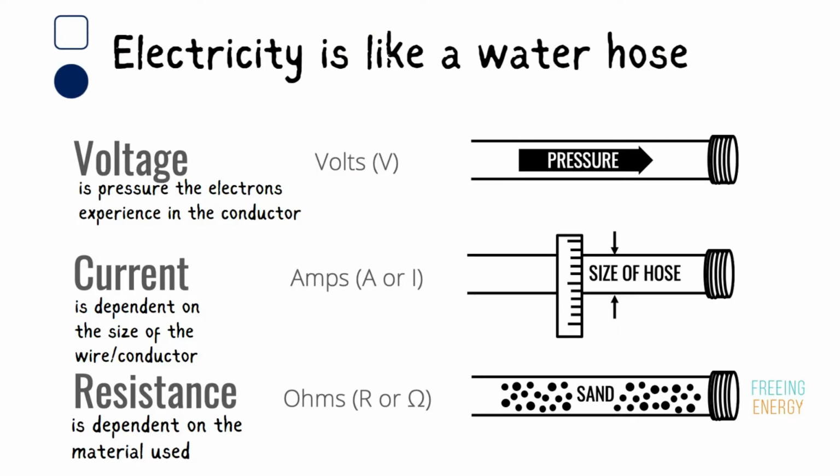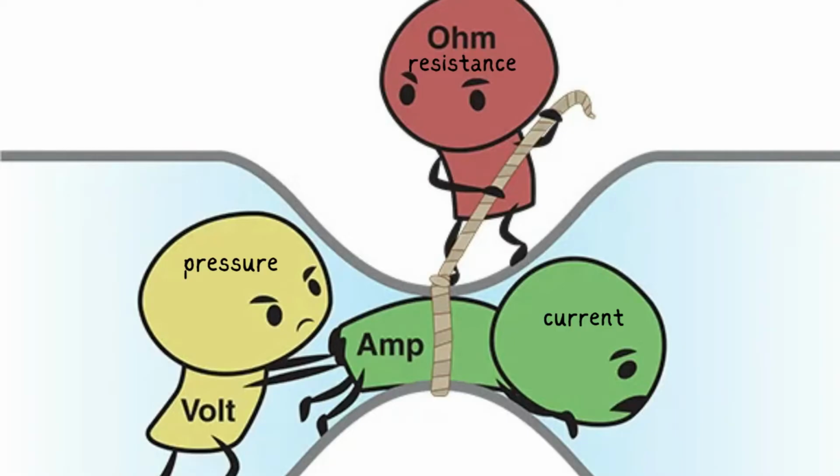Electricity is like a water hose. Voltage is the pressure the electrons experience in the conductor, while current will be dependent on the size of the wire or the conductor, and resistance is dependent on the material used. This is a great depiction of how voltage, resistance, and current affect each other.